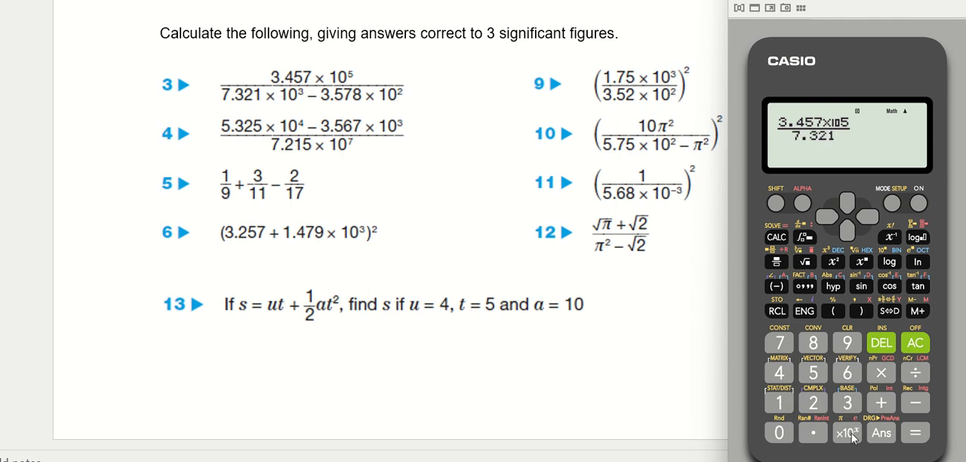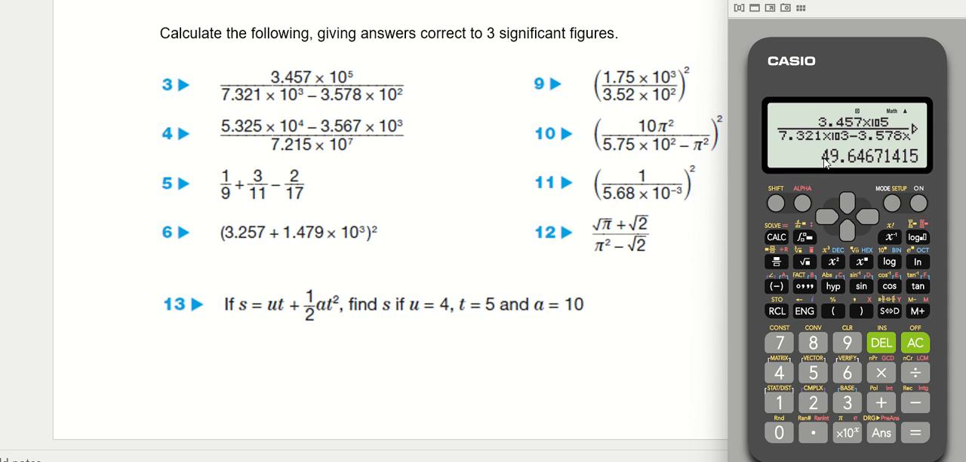7.321 multiplied by 10 to the power of 3 minus 3.578 multiplied by 10 to the power of 2. Then click equal. This is your answer, but with many decimal places. They ask for 3 significant figures.